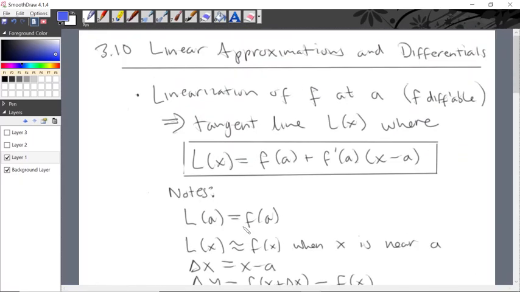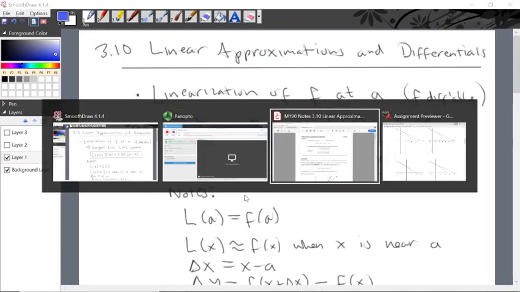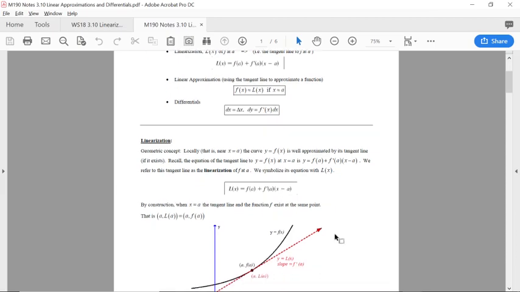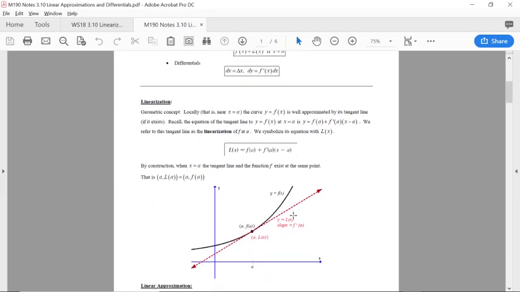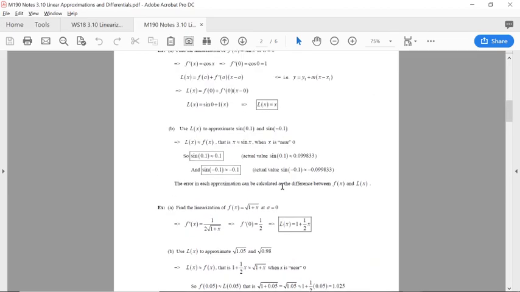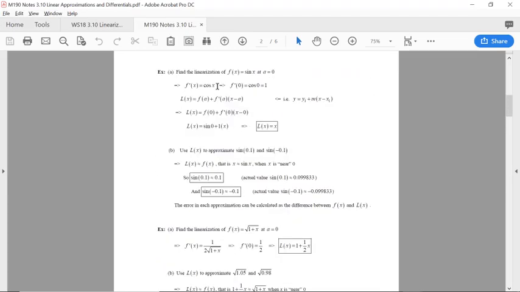Okay. I've included here typed notes with some other, better graphs on here than I could draw by hand, describing linearization, linear approximations, and some examples that I worked through. Real quickly, take a look.